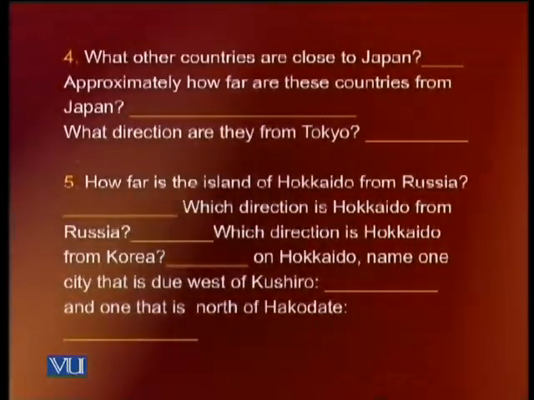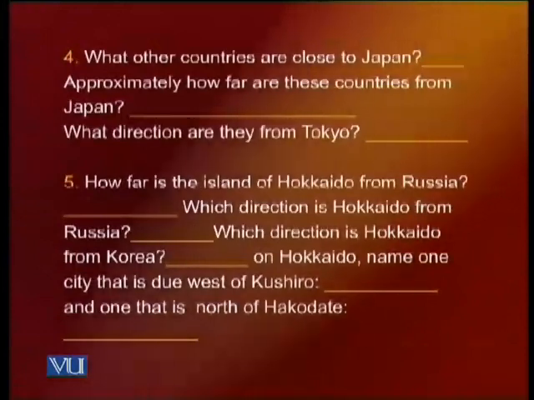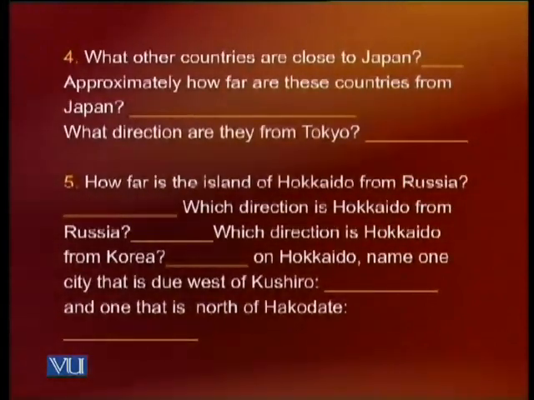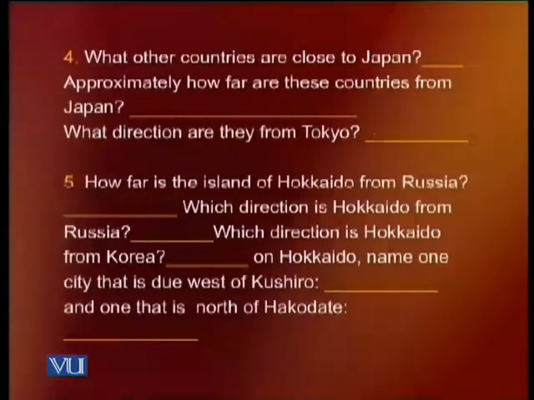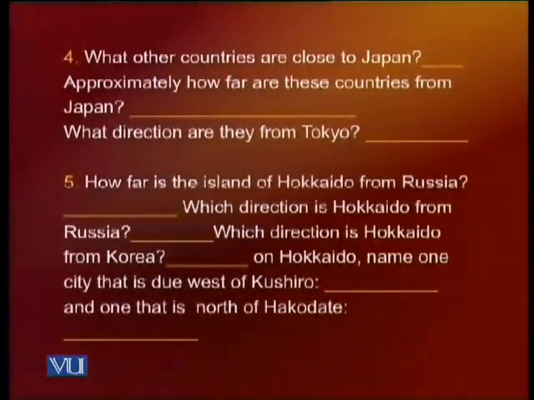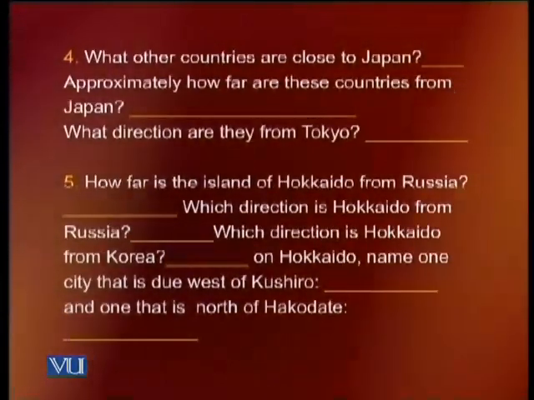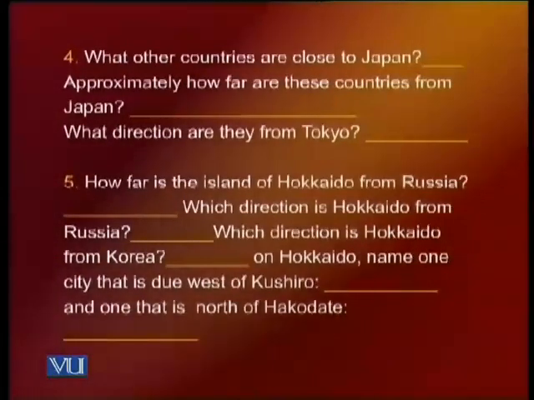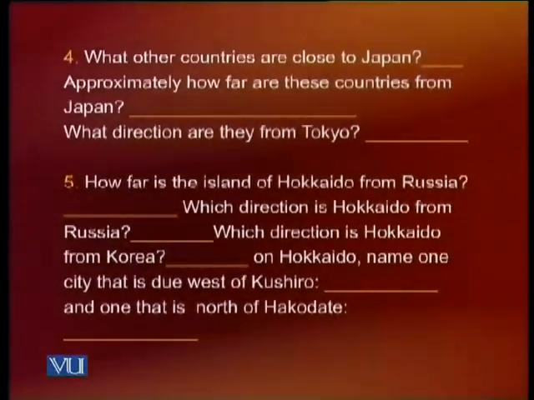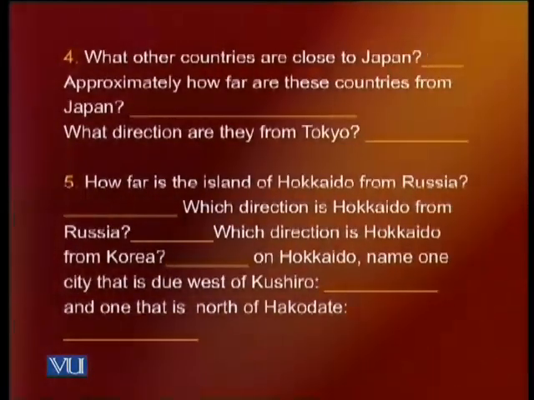Approximately how far are these countries from Japan? The closest is North Korea, which is 400 kilometers. Now, what directions are they from Tokyo? They are in the west. How far is the island of Hokkaido? You work out which direction is Hokkaido from Korea.